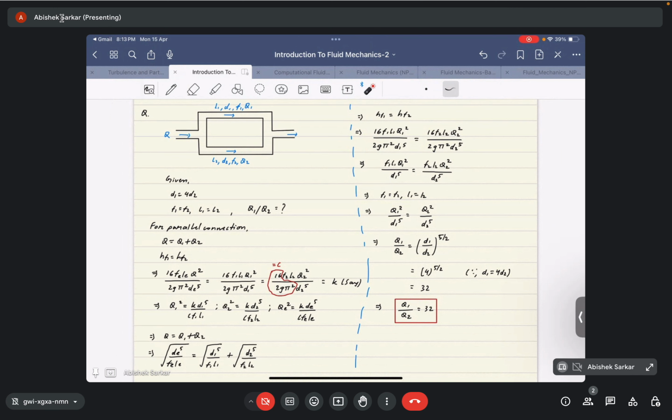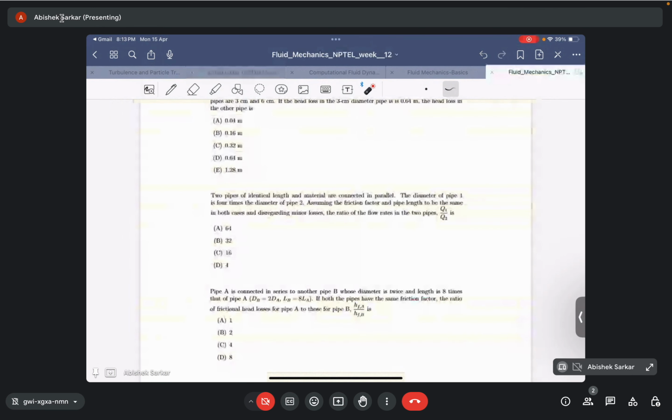Then if we take the ratio of Q1 by Q2, we will have Q1 by Q2 equal to D1 by D2 to the power 5 by 2. Since D1 by D2 is equal to 4, we can write Q1 by Q2 is equal to 4 to the power 5 by 2, which will basically give us Q1 by Q2 is equal to 32. Okay, so the correct answer in this case will be 32.